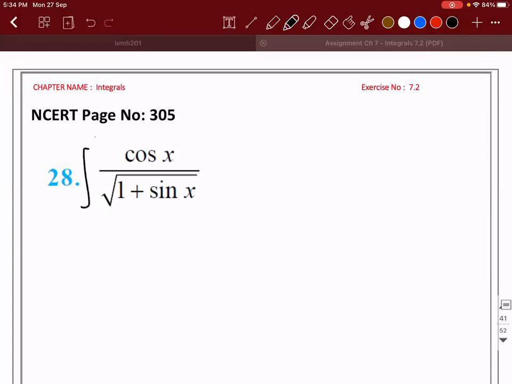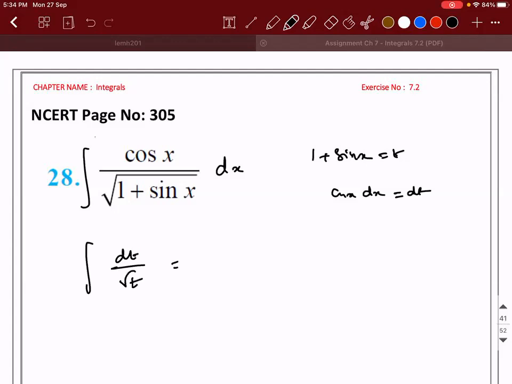So integral of cos x dx divided by root of 1 plus sin x. Take 1 plus sin x as t. That's it. So cos x dx will be equal to dt. So integral of dt by root t. So derivative of which function is 1 by root t? It is 2 root t. Yes. So it will be 2 root of 1 plus sin x plus c.